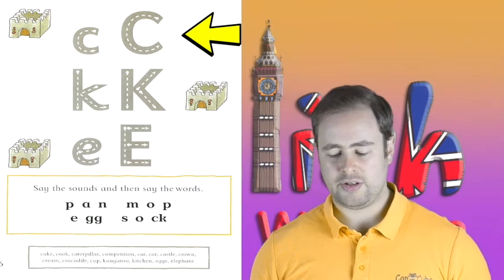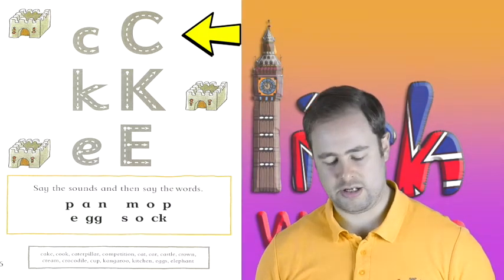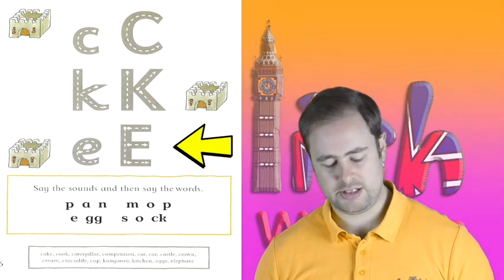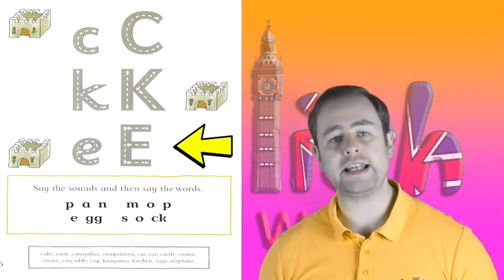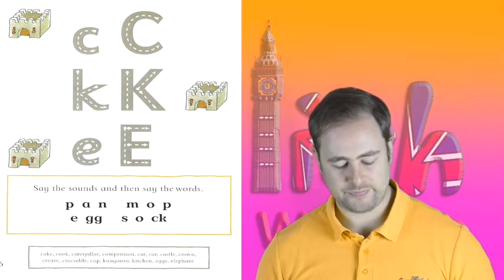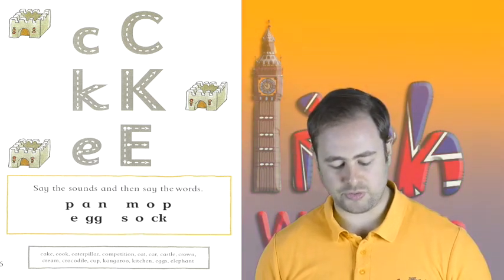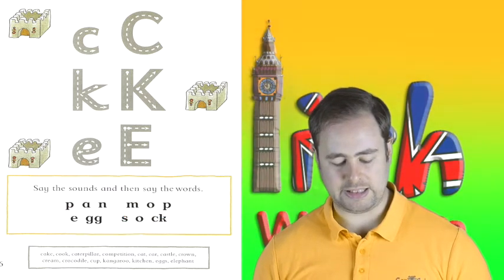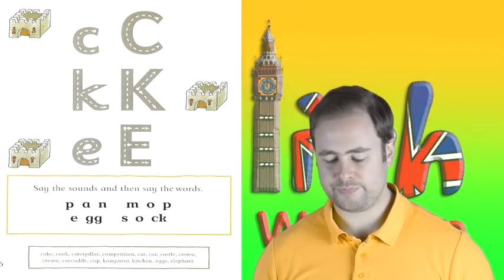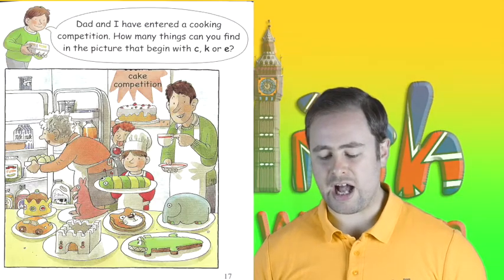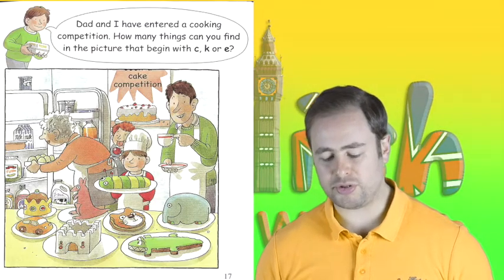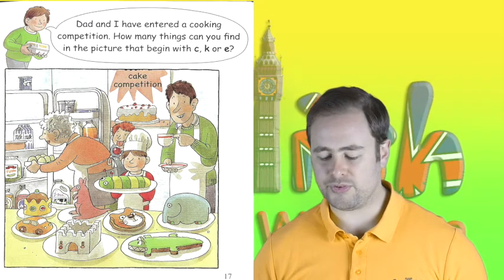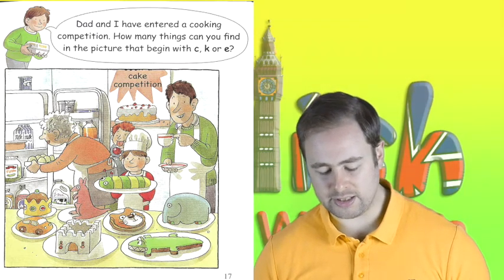C. C is for k. K. K is for k. E. E is for e. Say the sound and say the words. Pan. Mop. Egg. Sock. Dad and I have entered a cooking competition. How many things can you find in the picture that begin with C, K, or E?